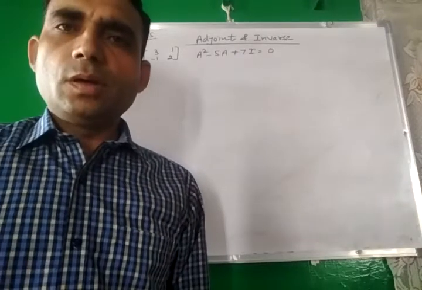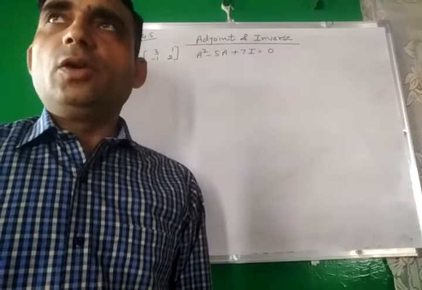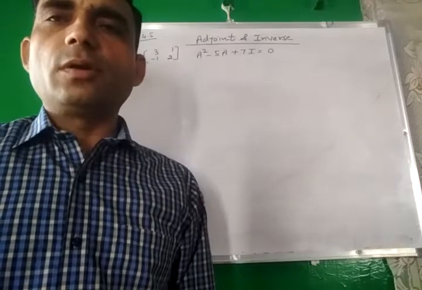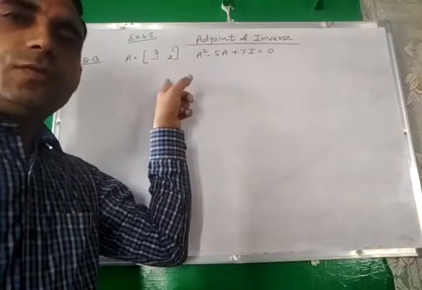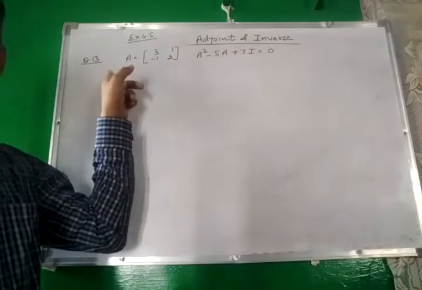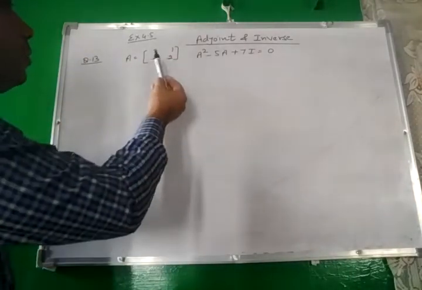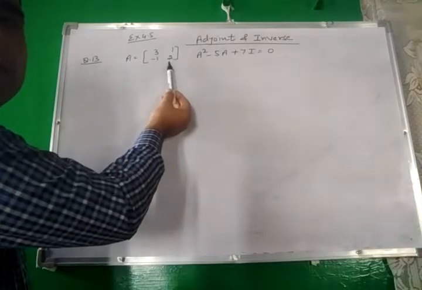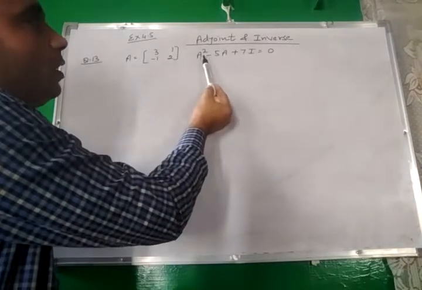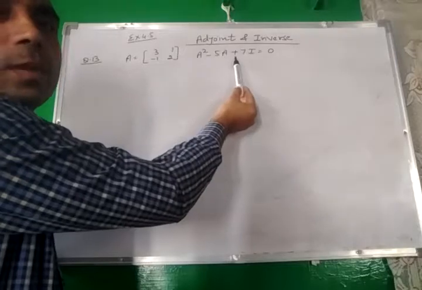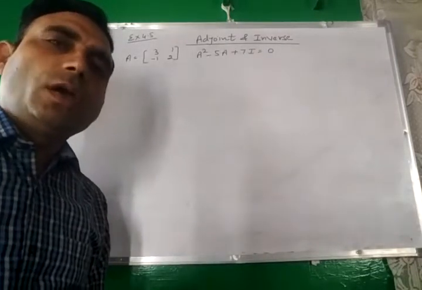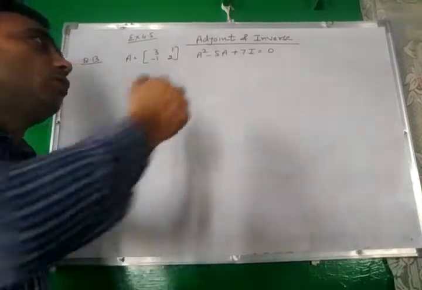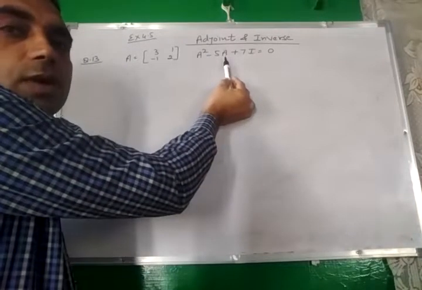हेलो स्टूडेंट्स, अभी आपने पढ़ा एडजॉइंट एंड इनवर्स। अब हम कुछ प्रैक्टिकल प्रॉब्लम सॉल्व करेंगे जिससे आपको कंटेंट क्लियर हो जाए। ये एक्सरसाइज 4.5 क्वेश्चन नंबर 13 गिवन है। A is equal to [[3, 1], [-1, 2]] एंड वी हैव टू वेरीफाई A square minus 5A plus 7I is equal to 0 एंड हैंस टू फाइंड A इनवर्स। फर्स्ट वी विल वेरीफाई द इक्वेशन A square minus 5A plus 7I is equal to 0.